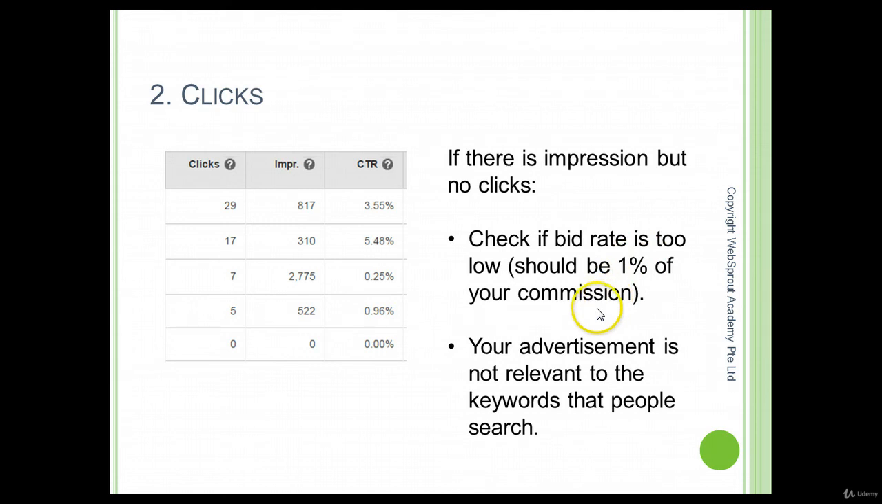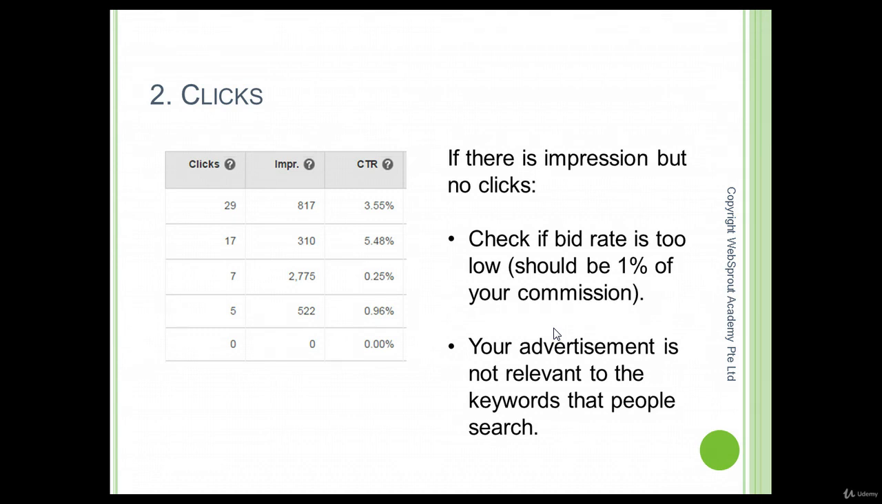Okay, my recommended bid rate should be 1% of your commission. So for example, if you make $20 from that product, your bid rate for that keyword, for all the keywords in fact, should start from 20 cents. Okay, so it's 1% of your commission. Do not go anything higher or anything lower when you first create a campaign. So just 1% of your commission.